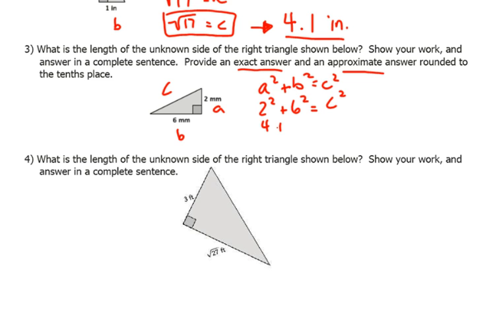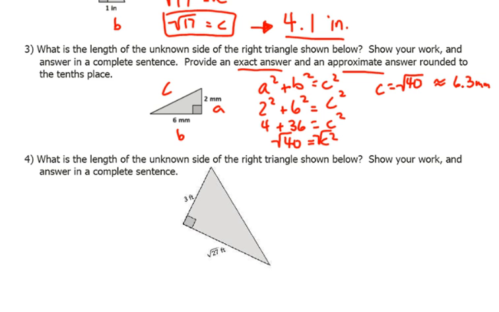2 squared is 4, 6 squared is 36, equals C squared. I add those together, I get 40 equals C squared. I take the square root of both sides, which is undoing squaring. So C equals the square root of 40. That's my most exact answer. And if I approximate that, to the tenths place it is 6.3. And my label is millimeters.